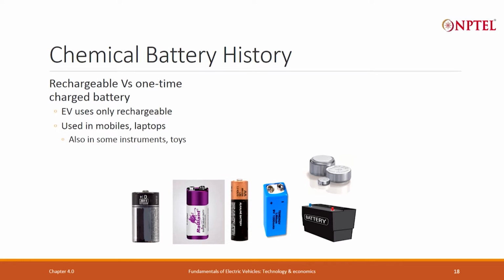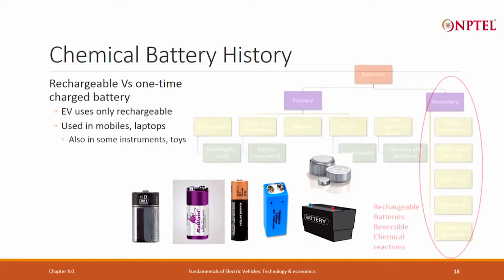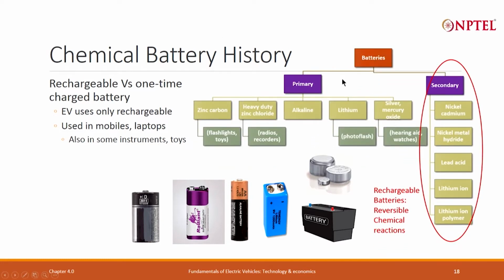Those kinds of cells are no use to us in electric vehicles. We want rechargeable. Even in cell phones, I want rechargeable. One time charge ones are of no use. I do not want to change cells all the time. Laptops also, you want rechargeable cells. So, the rechargeable cells are called secondary cells. One time charge ones are the primary cells.